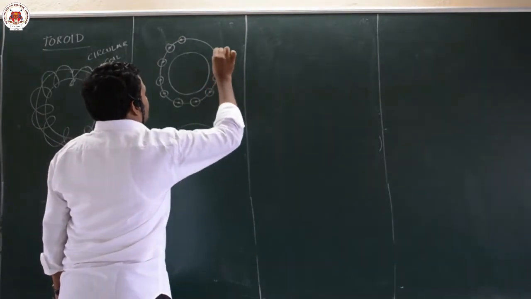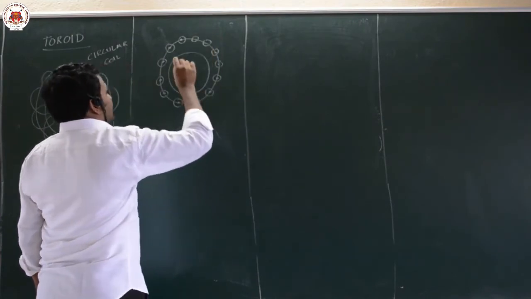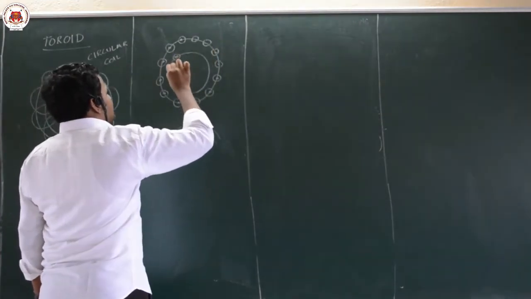This is the outward current which I am drawing here, and on the inner surface current enters in.